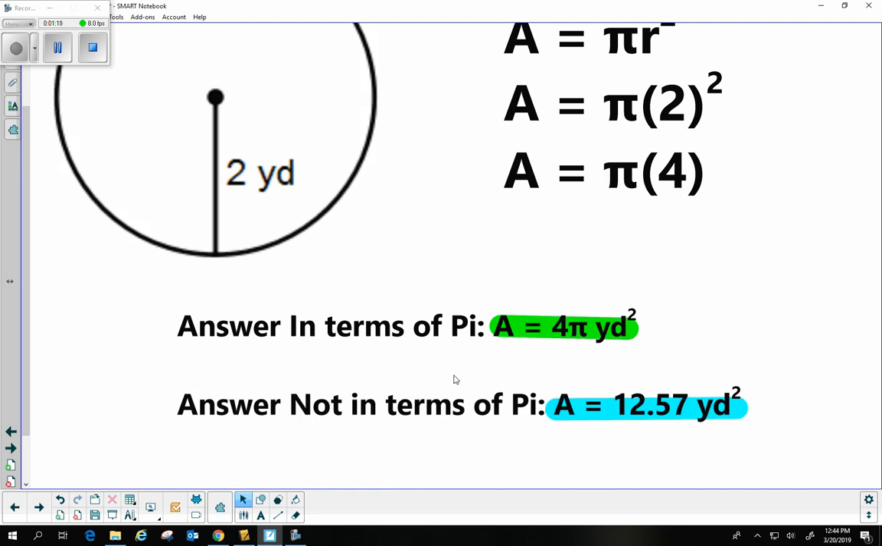The other way to show your answer is not in terms of pi, and that would just be to actually multiply 4 by pi on your calculator. And remember, pi is much more than 3.14, so there's a function on your calculator where you can multiply 4 by pi, and we'd get 12.57, and I rounded. Notice that the units are squared, yards squared. Area always has units that are squared.